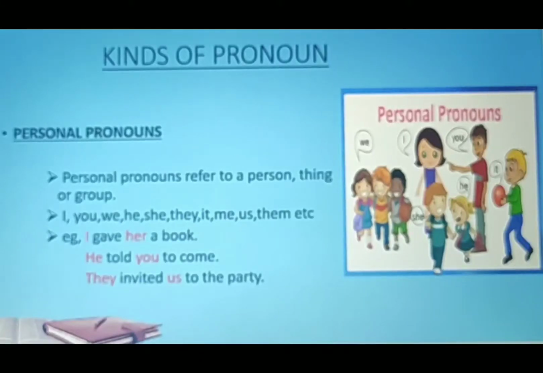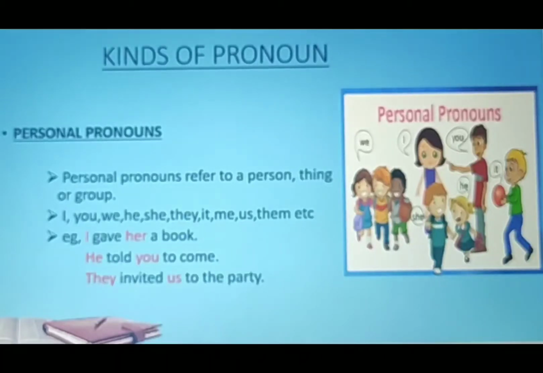Let's look at the first example. I gave her a book. I here is a personal pronoun, and her also refers to a person. So both I and her are referring to a person. Instead of using their names, we use the pronouns I and her. So I gave her a book. It is referring to a person.